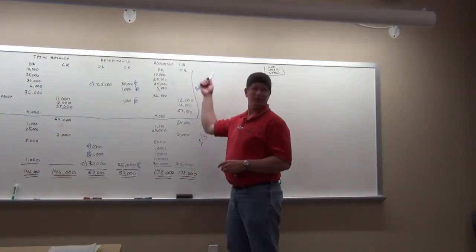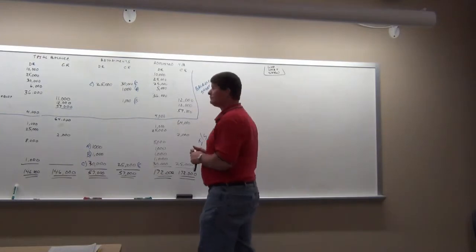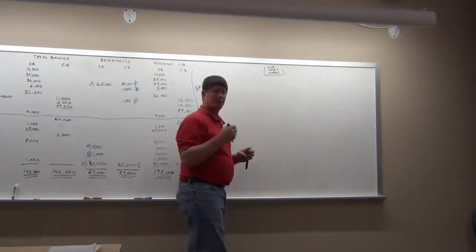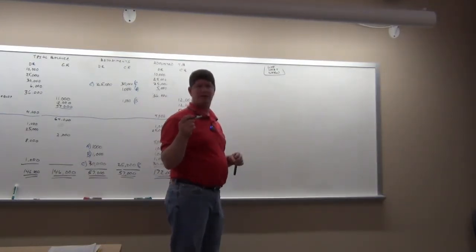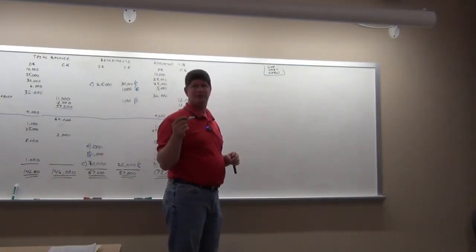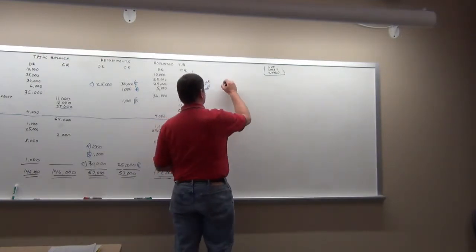Third financial statement. Balance sheet. Header: who, what, and when. Classified balance sheet. What's the first thing on the balance sheet? It's a header. It's called assets.